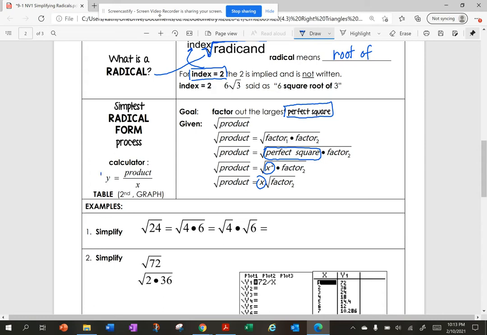Okay, so if I want to know what the products are or what the factors are, I'm going to put in my calculator the product divided by x, and I'm going to go look at the table.